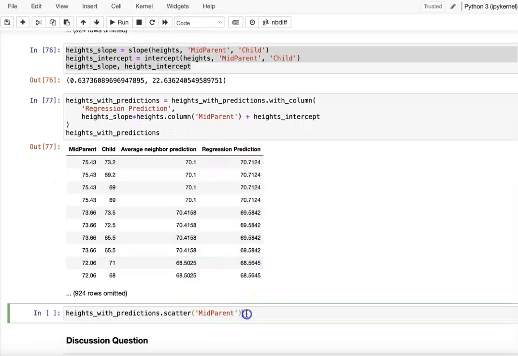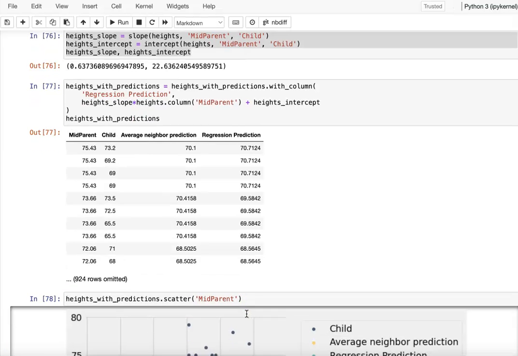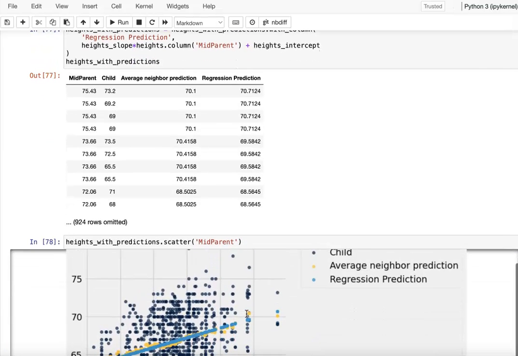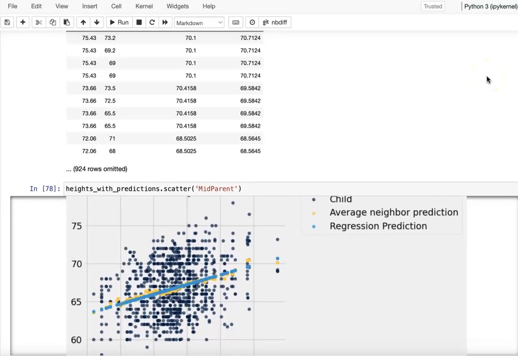Then we can also put them in the scatter plot. You can see here, the light blue line is our regression line. The yellow dots are our nearest neighbor prediction. They are very close by.